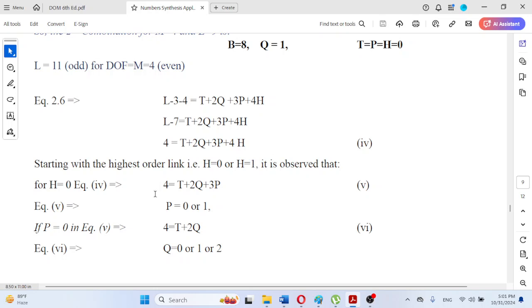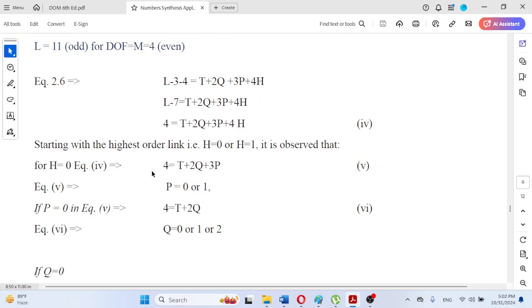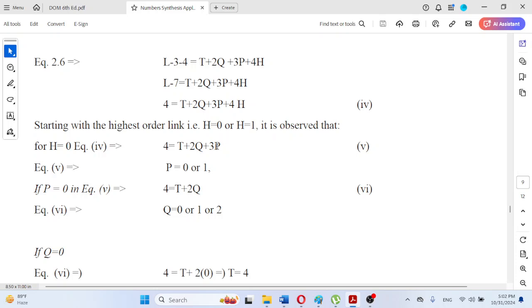So each can assume or adopt only 0 or 1 value. So we can observe that for h is equal to 0, the equation will be reduced to 4 is equal to T plus 2Q plus 3P. So now again for h is equal to 0, we will be testing P.